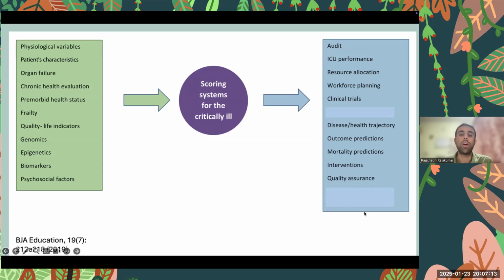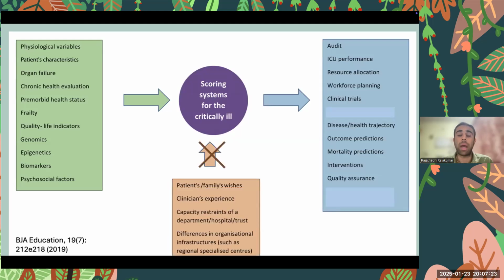But what we have not taken into consideration in these scoring systems, very important in our clinical practice, is patients' or family wishes. We don't have it. Clinicians' experience, we don't have it in the scoring system. That can alter the outcome, if clinicians' experience is more, it can have better outcome. Or capacity or restraints of the department is not included. Low resource settings can have higher mortality, but higher resource intensive settings can have low mortality.